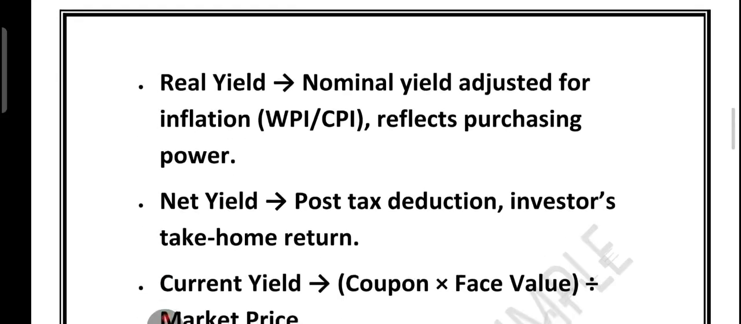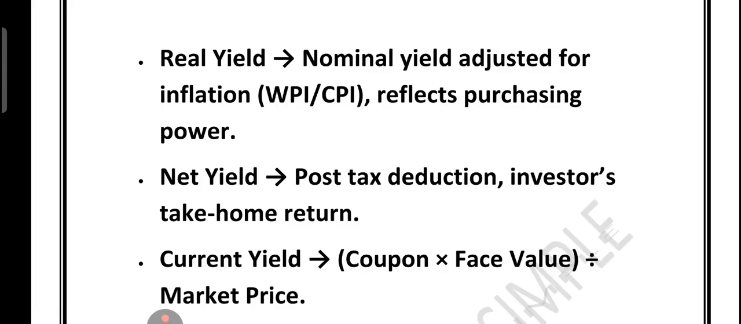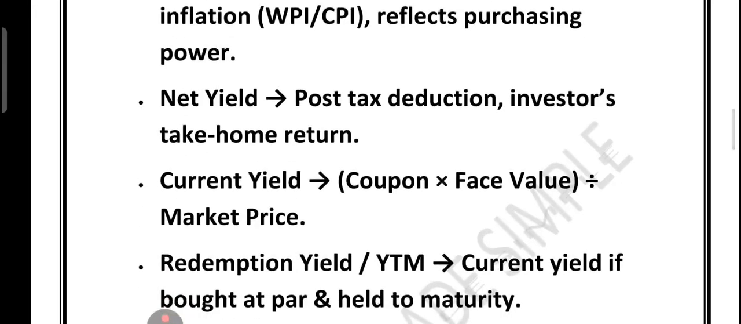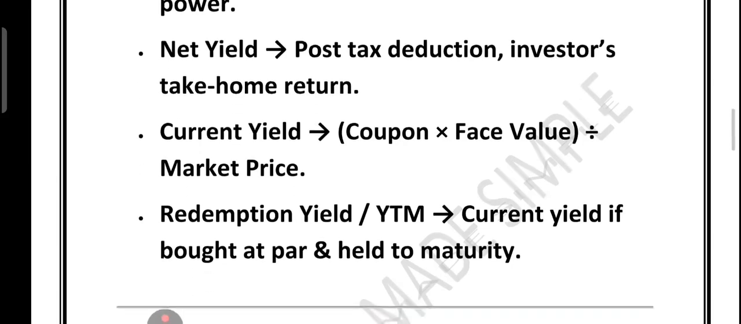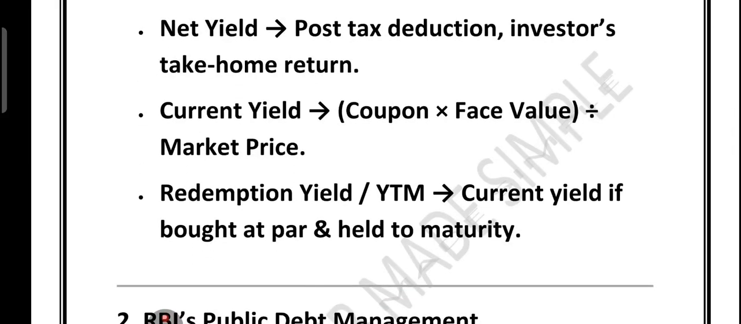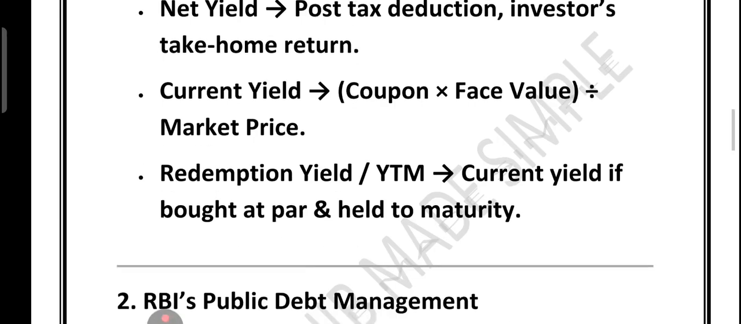Then we have the net yield. Net yield takes into account tax deduction, showing the investor's take home return. Then we have the current yield. How to go about finding the current yield? Coupon multiplied by face value divided by market price. That is called current yield. Current yield gives the return at the current market price. Then we have the redemption yield or YTM: the yield you earn if you buy the security at par value and hold until maturity.